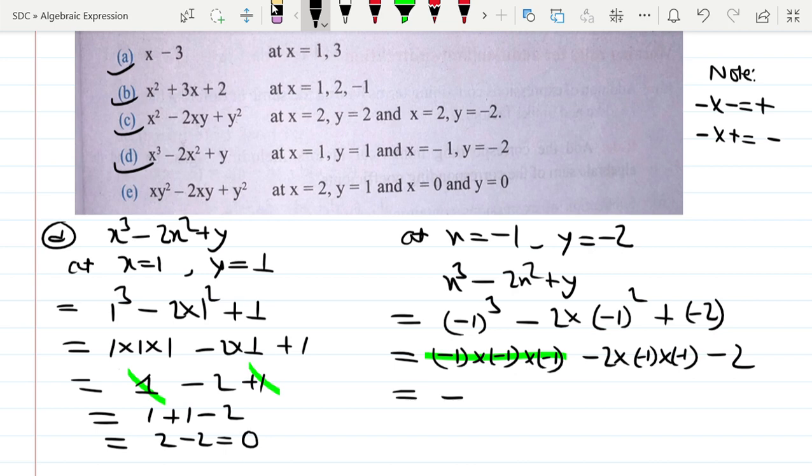Now 1 into 1 into 1 is 1. 1 any number of times you multiply, it results in 1 again. And here also we see minus getting multiplied 3 times, 1, 2 and 3, is it? So it's going to produce minus, and 2 into 1 is 2, and the last one minus 2 we copy same. So here we find minus 1 minus 2 and minus.